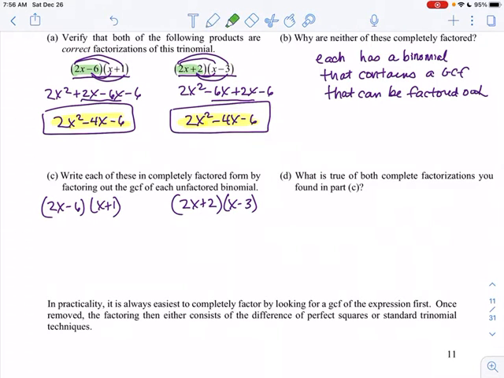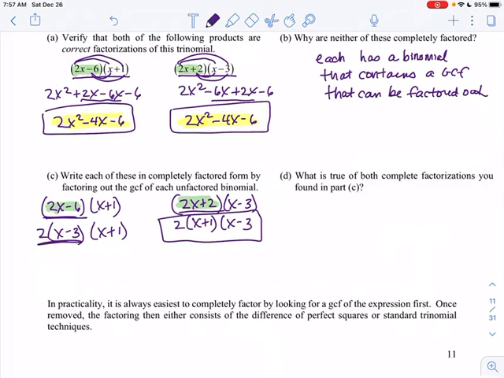Each of these, I want to take that binomial that had a GCF in it and factor it out. So I'm going to factor out each of these. In the first one, 2 is the greatest common factor, and I'm left with x minus 3. So all I did was take this, and it became this right there. And then the second one, 2x plus 2, I'm going to factor out a 2, and I'm left with x plus 1.